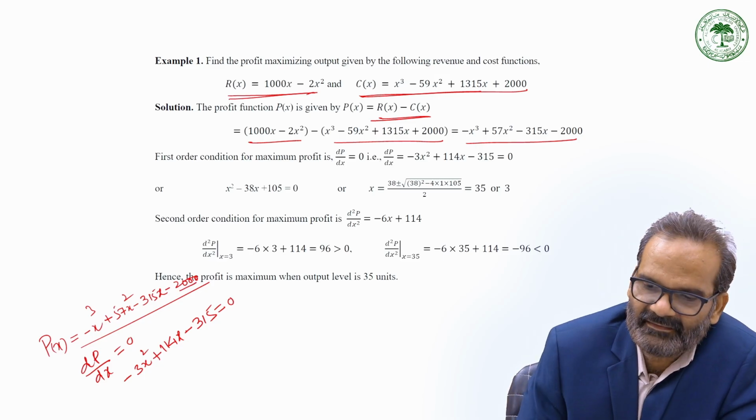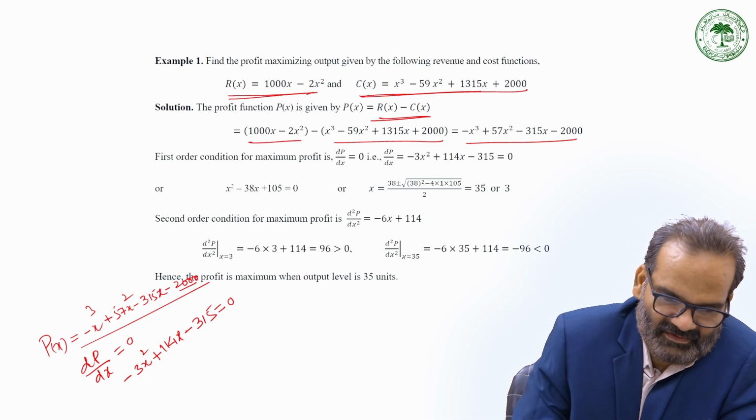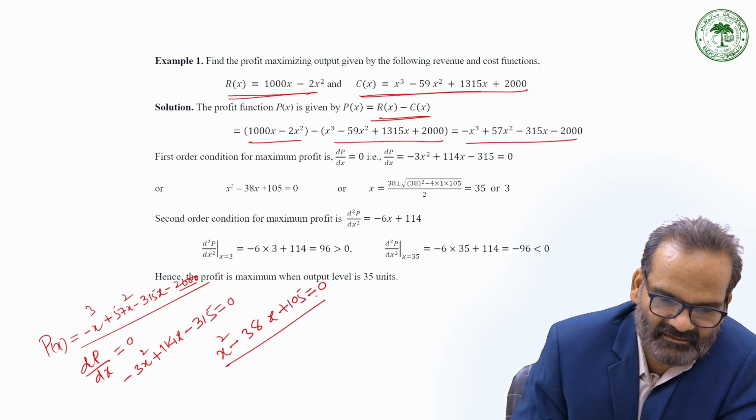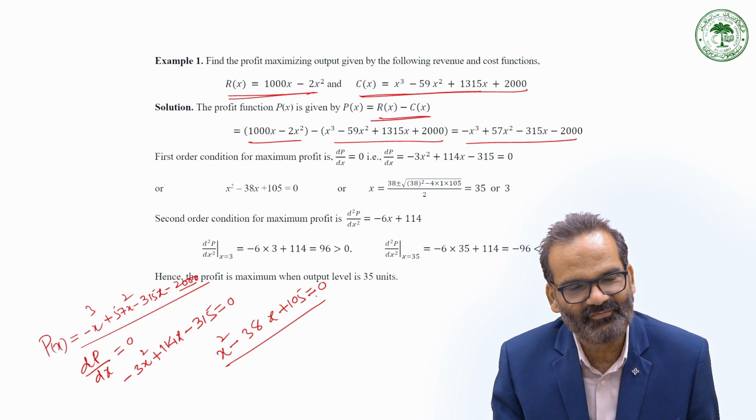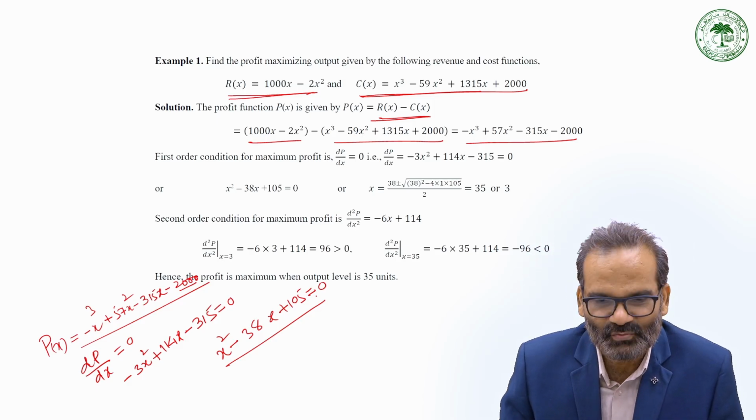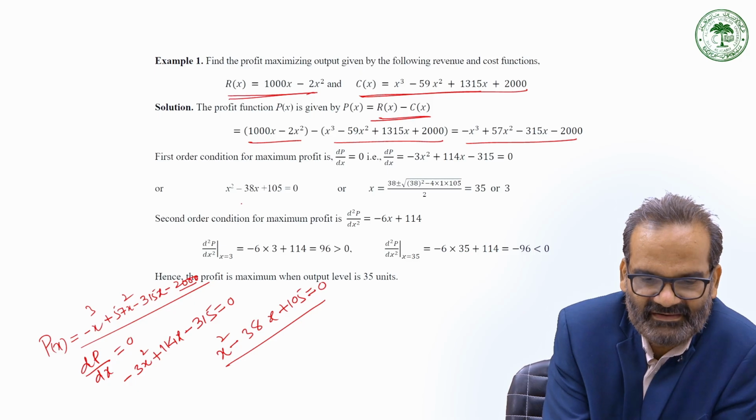So divide by 3. What will you get? x square minus 38x plus 105. This is your equation, right? So this is an equation of order 2, or degree 2. So it will have two roots or two factors. So we will find its solution. We cannot find its factors easily.